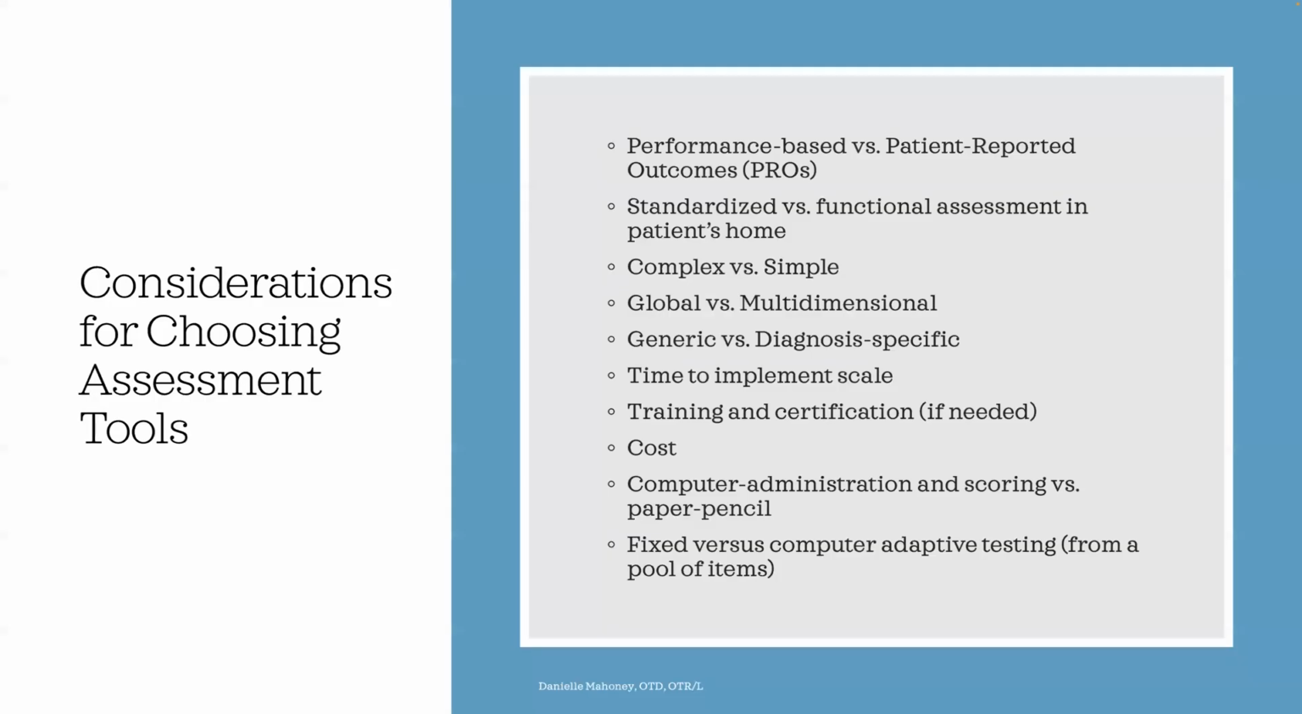Is it complex or simple? Global or multidimensional? Generic versus diagnosis specific. You'll see many different scales specifically for an individual with stroke or specifically for an individual with a traumatic brain injury or spinal cord injury. How much time does it take to implement the scale? Is there any training or certification that's needed to be able to use the assessment? Does it cost anything? Is it computer administration and scoring, or is it paper and pencil tasks? Is it fixed versus computer adapted testing from a pool of items? These are all things that you're going to want to consider.